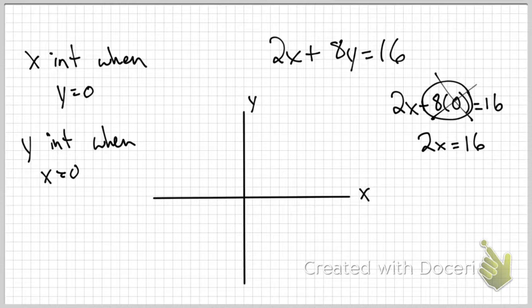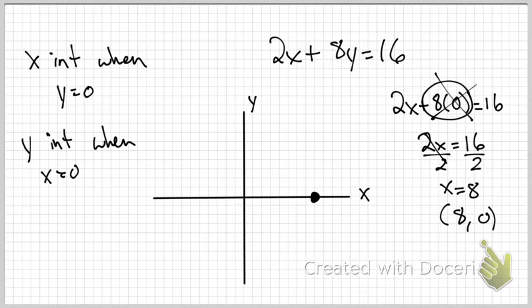So if 2x is 16, what does x equal? 8. Okay. And so you're going to write your answers as ordered pairs. When x is 8, y is 0. And that's that spot right there. How many points do we need to graph a line? 2. So slope-intercept form, we had 2 points, right? We had the intercept, and then we applied the slope to it. Now we have 2 points. We're going to have intercepts.